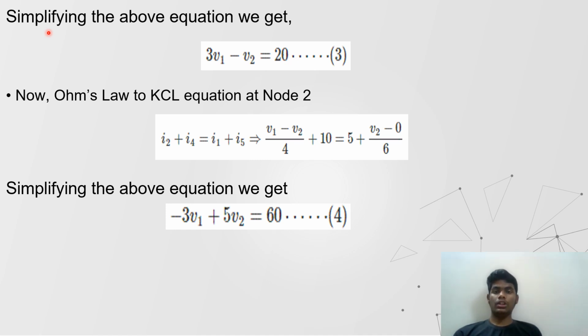Now Ohm's law applied to the KCL equation at node 2: I2 plus I4 equals I1 plus I5. We know that I equals V by R, where I2 is equal to (V1 minus V2) by 4 and I4 is given in the diagram, that is equal to 10. I1 is also given in the diagram, 5 plus (V2 minus 0).